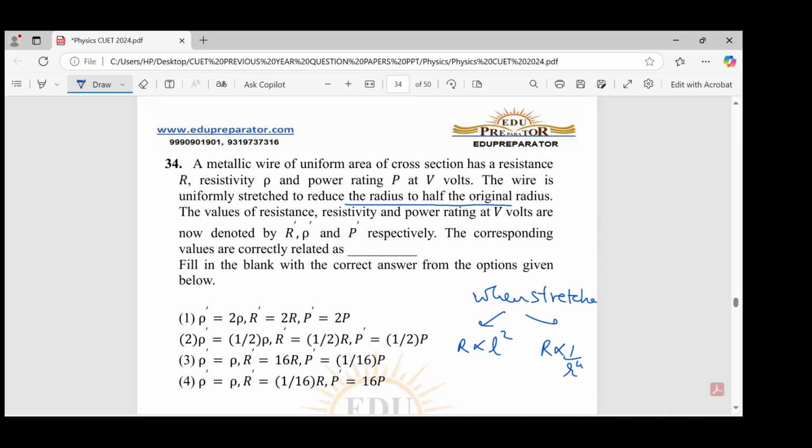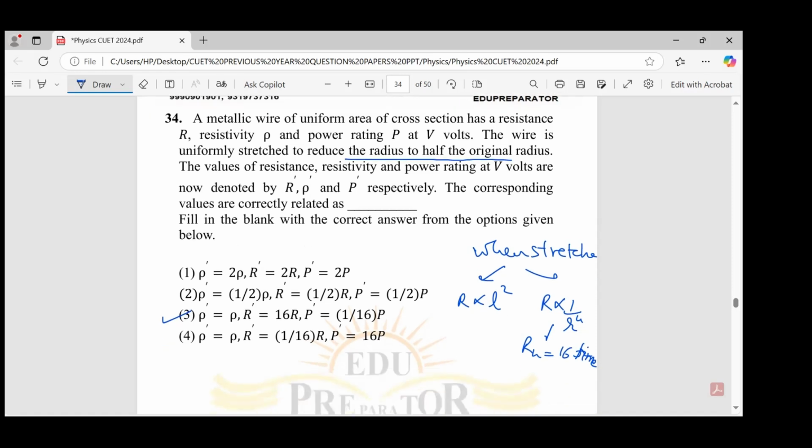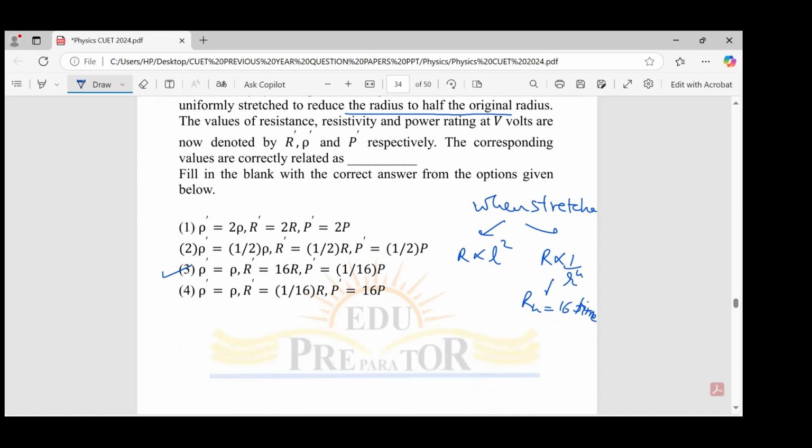So if its radius is reduced to half the value, it means the new resistance will be 16 times. So 16 times resistance will allow me to tick the third option, because the resistance is 16 ohm. Rest, if you want to verify that we are not skipping this, we know that the power is equal to V square by R. So we have the power inversely proportional to the resistance. So that is why we are having the third as the correct option.